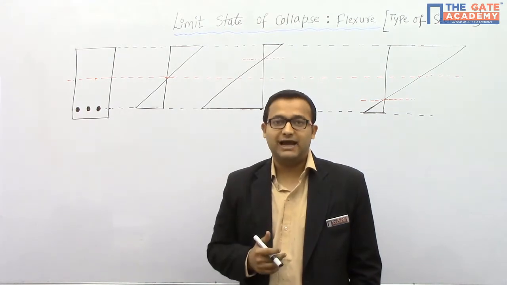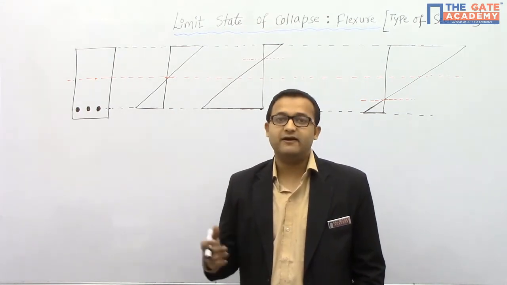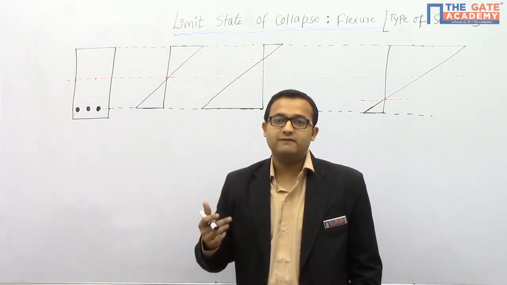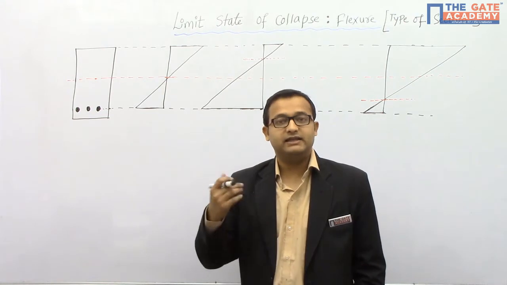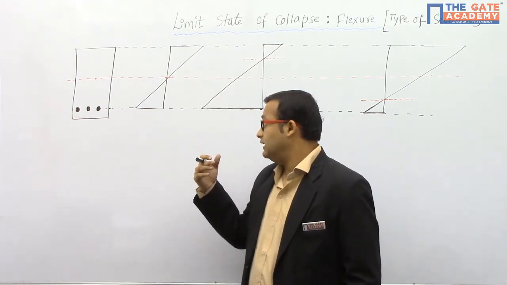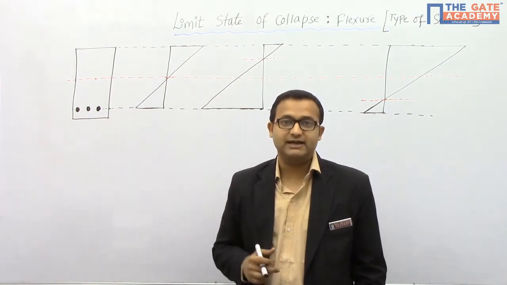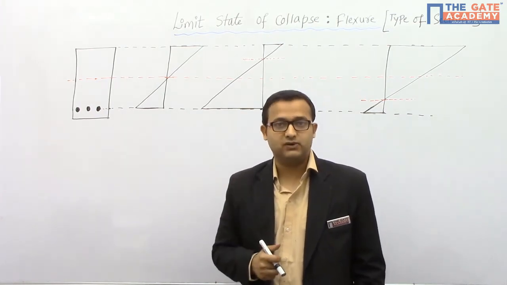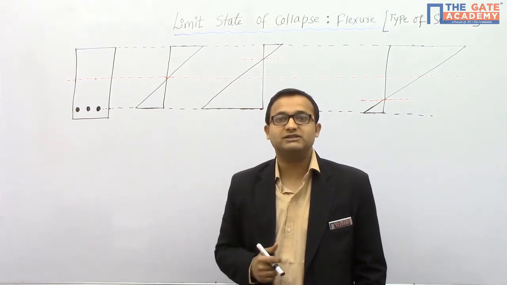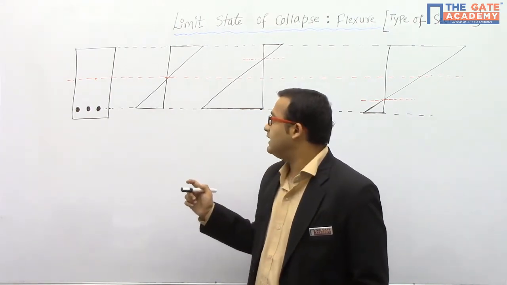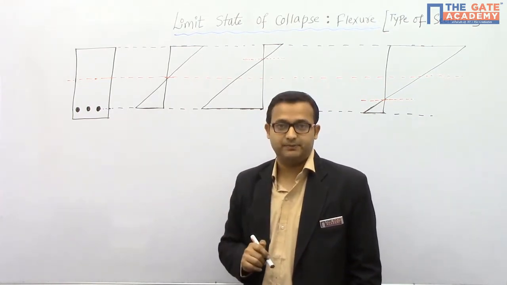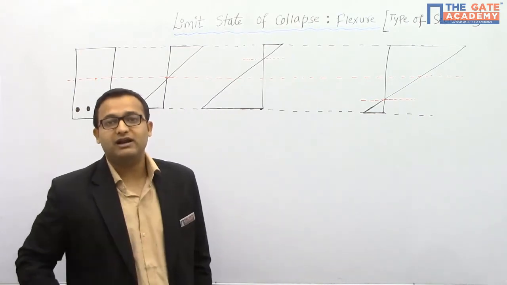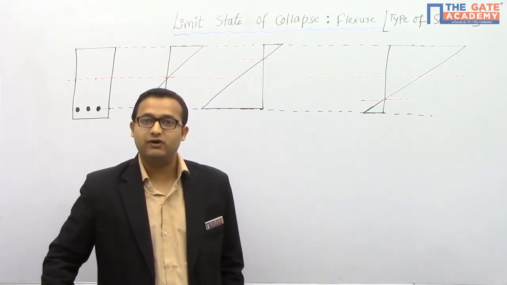In my previous lectures we discussed the limit state of collapse in flexure, the assumptions, and how to calculate the moment of resistance. Then we saw the limiting depth of neutral axis, that is the maximum depth of neutral axis, how to estimate its value, and the neutral axis constant. Now in today's lecture we are going to discuss how to determine the type of sections: balanced section, under reinforced section, and over reinforced section. All these sections will be discussed one by one.